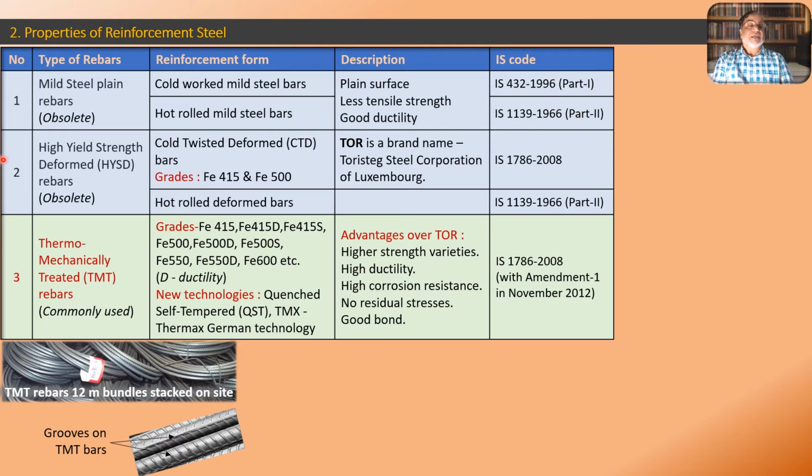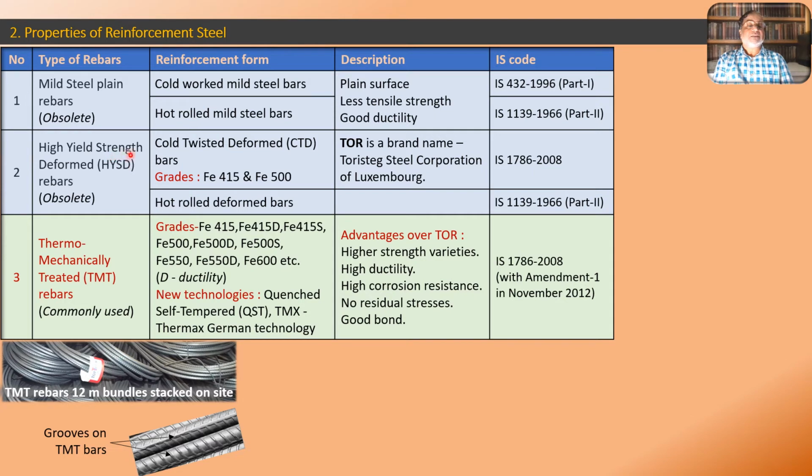Now secondly, the HYSD steel bars, rebars, they are advanced compared to the mild steel. The purpose of providing these bars was to increase the strength. So Fe 250 was increased to Fe 415 and Fe 500. They are cold twisted deformed bars, that is CTD bars, also called cold worked deformed bars. And there are some hot rolled deformed bars also. So these are the two varieties that come in these high yield strength.